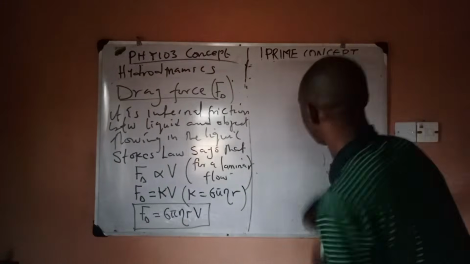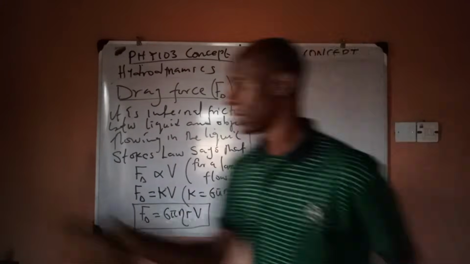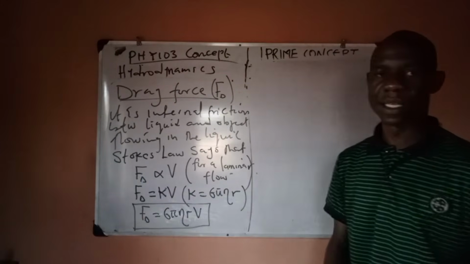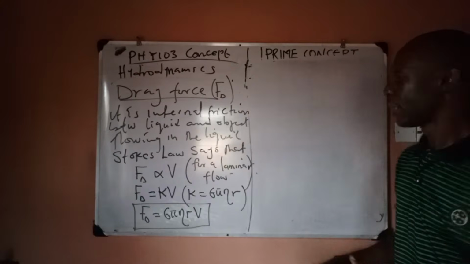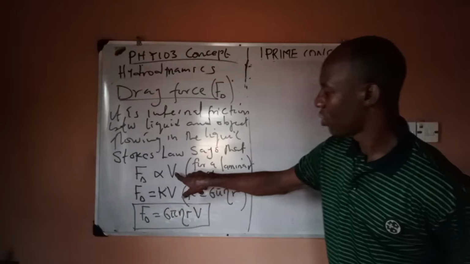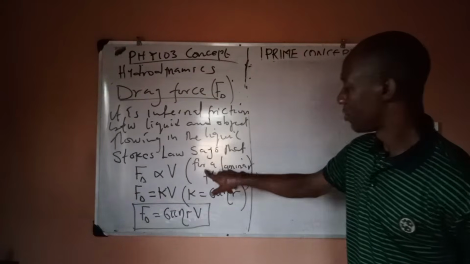Terminal velocity. So that is drag force. It means that from this formula you can also obtain viscosity if you know the drag force, right? Yes. Also, remember I said the drag force is proportional to terminal velocity for a laminar flow.